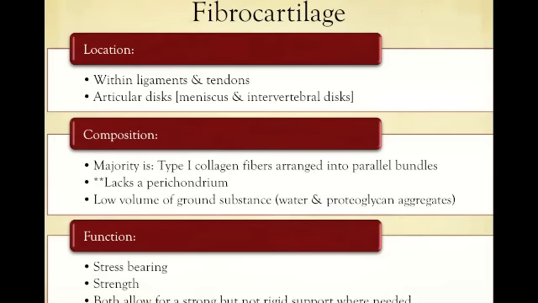This parallel arrangement is the reason why fibrocartilage is not rigid, but it is very strong in terms of stress bearing and strength. Fibrocartilage also contains a low volume of water and proteoglycan aggregates, which is also different from the other two types.